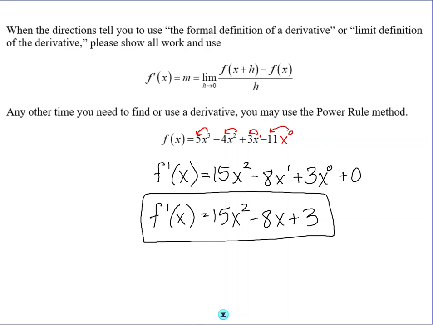You could verify this by using the formal definition with the limit as h approaches 0 of the difference quotient, but this is the shortcut. It is called the power rule.